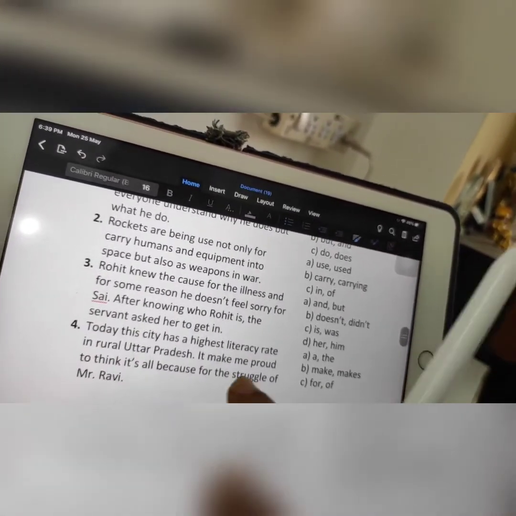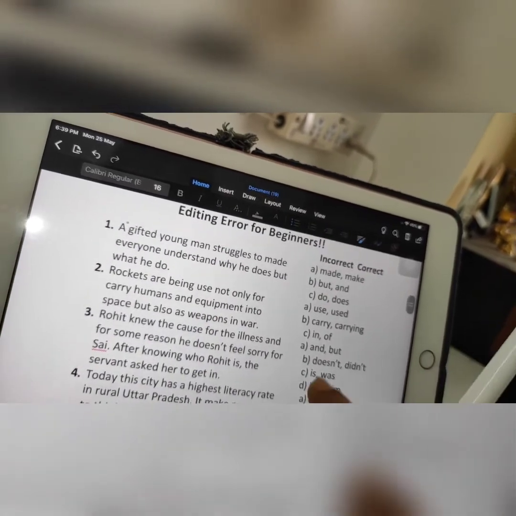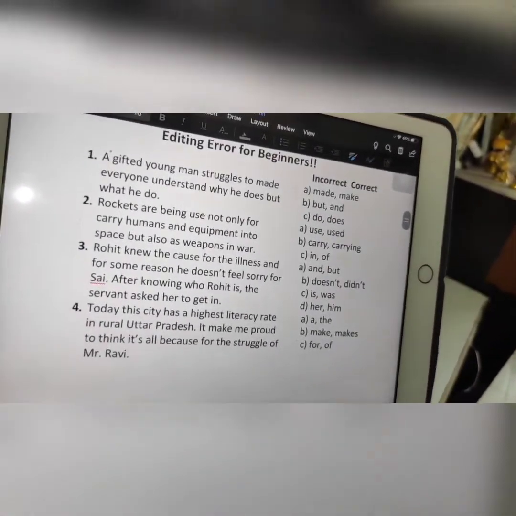This is specifically for those children who have started doing these questions for the beginners. I hope you have understood the editing error questions now more clearly. These passages are very easy and these will help the students who have just started doing the editing error questions.